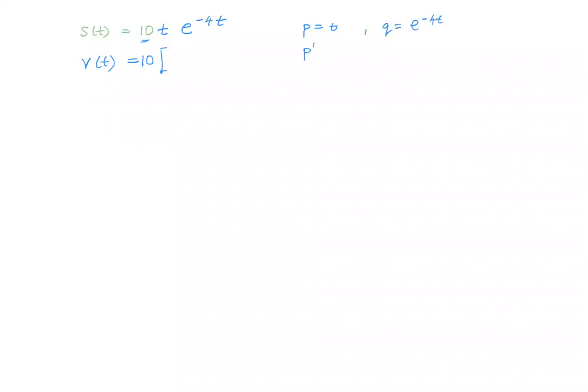So p prime will be 1, q prime will be -4 e to the power of -4t. Okay, so I put in v, q, p prime plus p, q prime. Right? After that, you factorize out the common factor. Am I right?